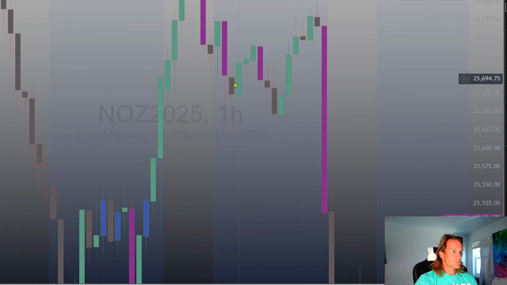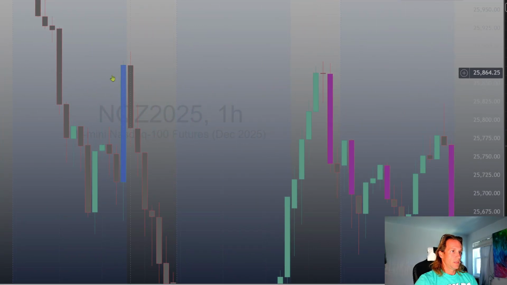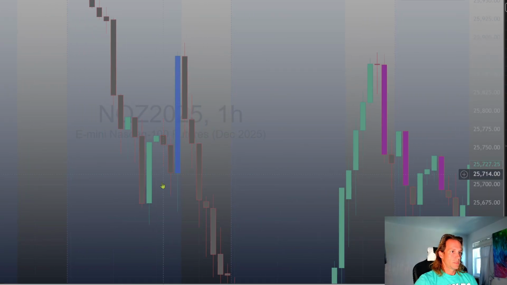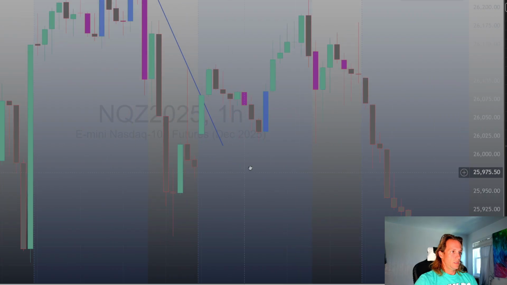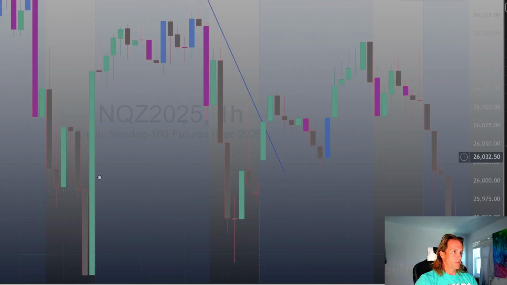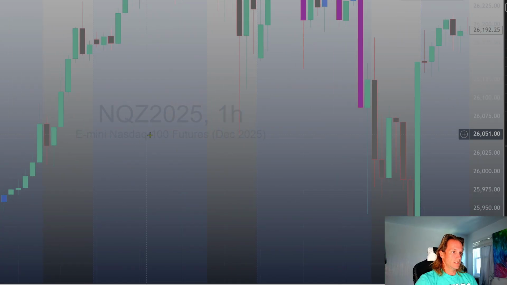Go over to the 1 hour. Bet you we can find them here. Let's see here. Here's a nice double bottom. Here's a nice double bottom. Here's a nice double top. Here's a nice double bottom. Let's see. Here's a nice double bottom. I don't know if I'd count that as a double top.